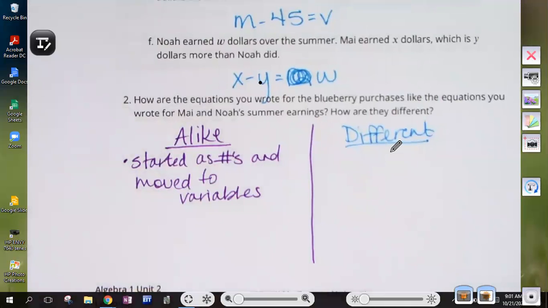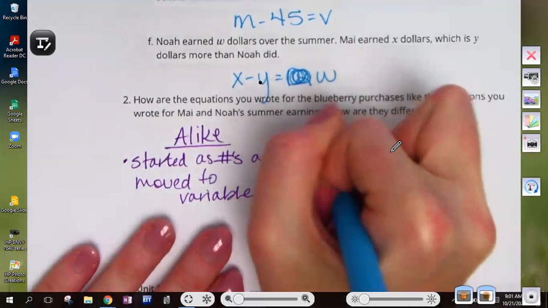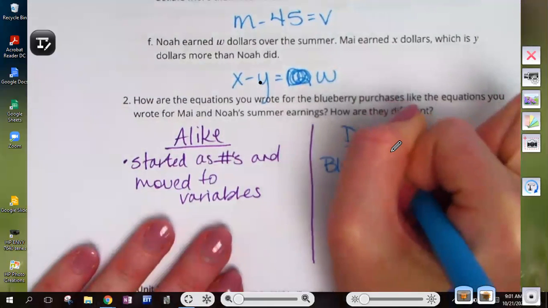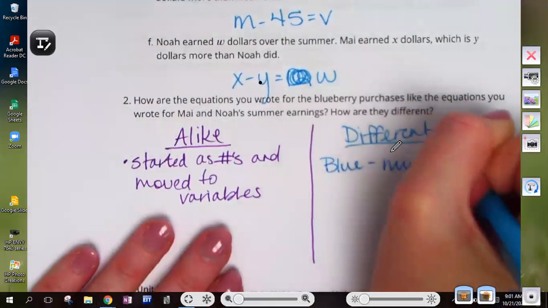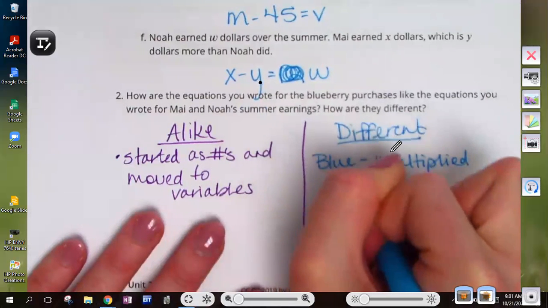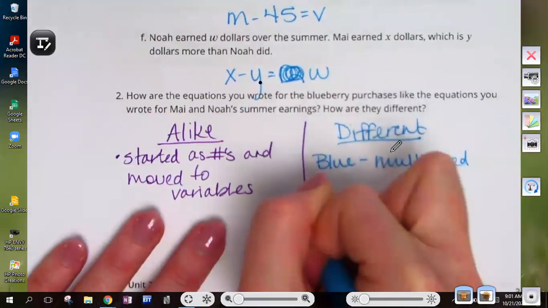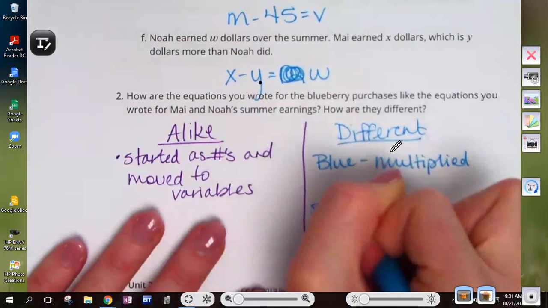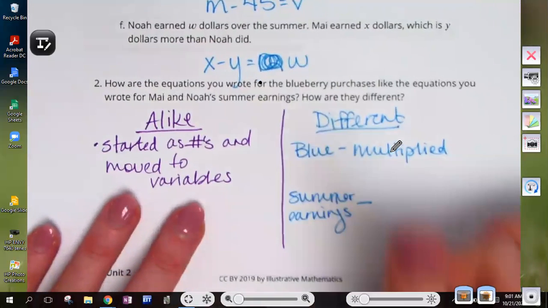All right. What about how are they different? Hayden? With the blueberries, you were multiplying to get the total, and with the earnings, you were subtracting or adding. Okay, so for blueberries, I'm just going to write blue. We multiplied. All right, for the summer earnings, we subtracted.